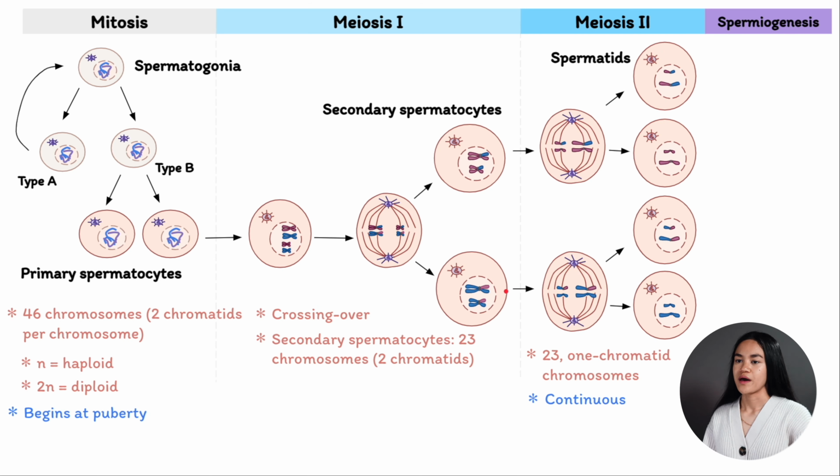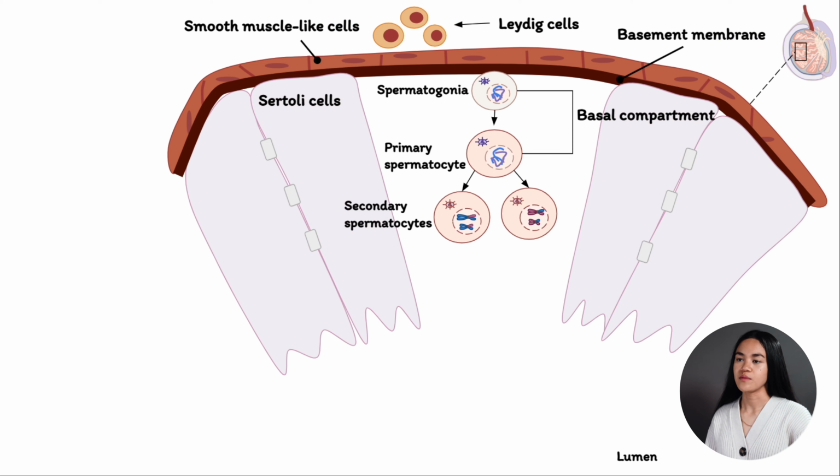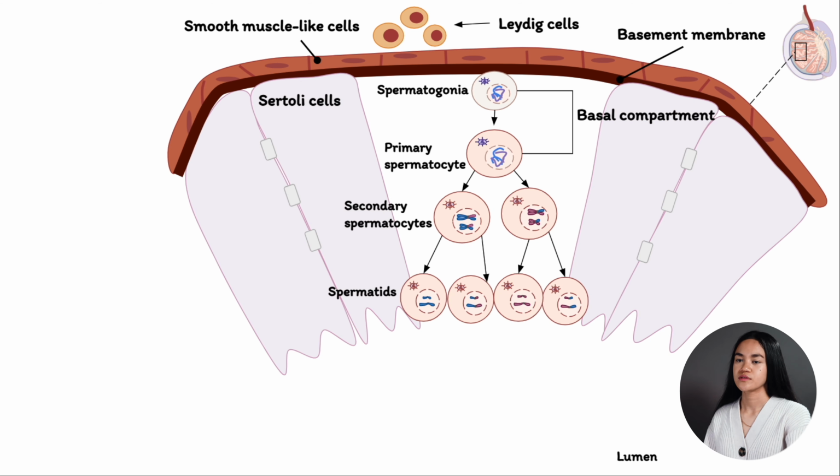Then the secondary spermatocytes will undergo the second meiotic division to form spermatids. And each of these spermatids contain 23 one-chromatid chromosomes. So let's go back to the Sertoli cell diagram and apply the second meiotic division. So from secondary spermatocytes, spermatids are produced, and these spermatids contain 23 one-chromatid chromosomes, and this is happening in the adluminal compartment. Now, these spermatids undergo the final phase of spermatogenesis, known as spermiogenesis.